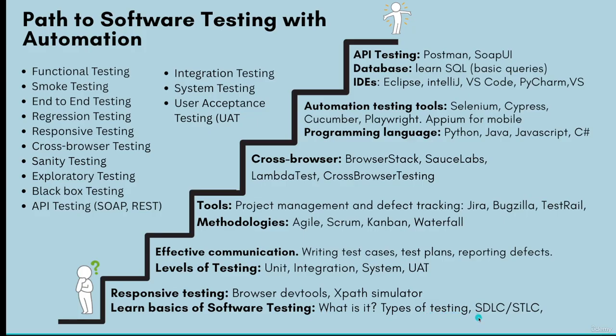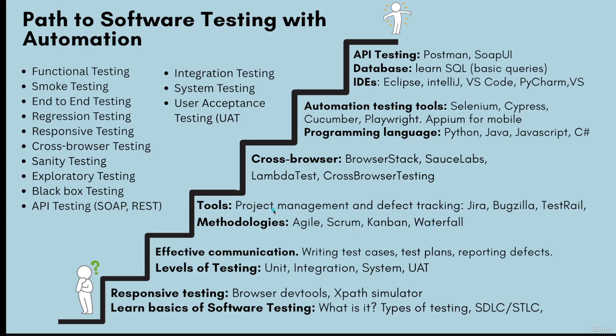We still have a few types to go over. Software development lifecycle, the software testing lifecycle, the browser dev tools and XPath simulator to do all your responsive testing for all the different sizes and displays: mobile, desktop, tablet. Levels of testing: what's unit testing, integration testing, system testing, UAT testing. Obviously, you need effective communication skills to write test cases, report defects, and write test plans. Methodologies, we already went through that: Agile, Scrum, Kanban, Waterfall, etc.